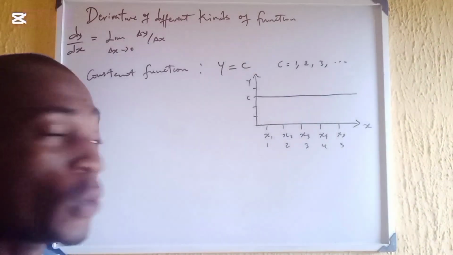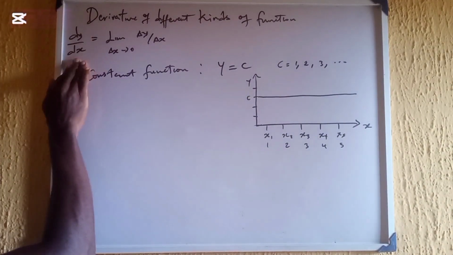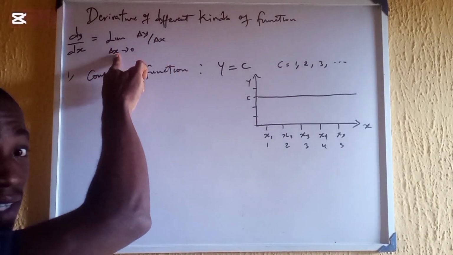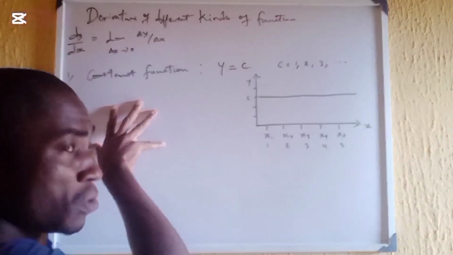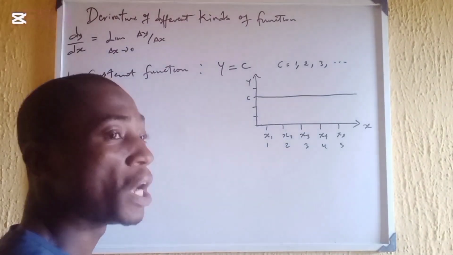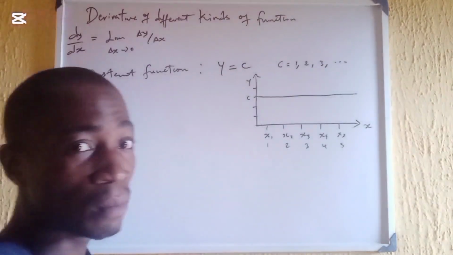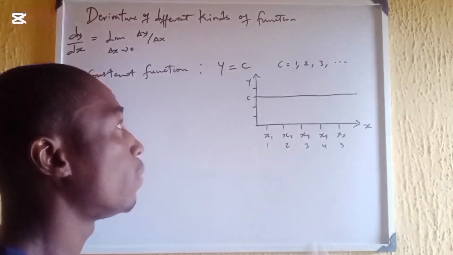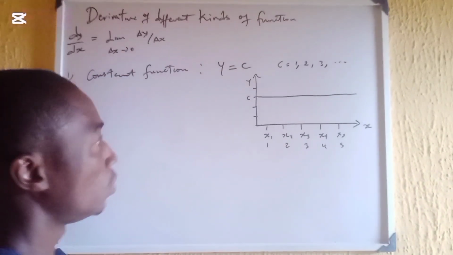Now the first function we want to look at is the constant function. Keep this in mind that dy/dx is equal to the limit of change in y over change in x as change in x tends to 0. So we want to get the derivative of the constant function. And the constant function is giving us y equals c, y equals k, whatever you want to call it. Now, what is your c? Your c is just a number. So there is no x in the function. You just have a number. So c could be 1, c could be 2, c could be 3, or a decimal number.